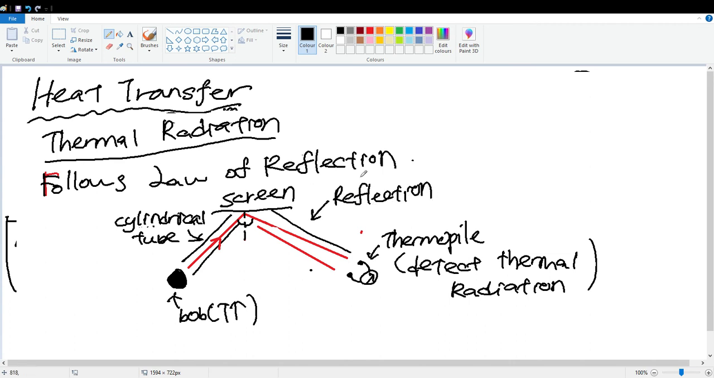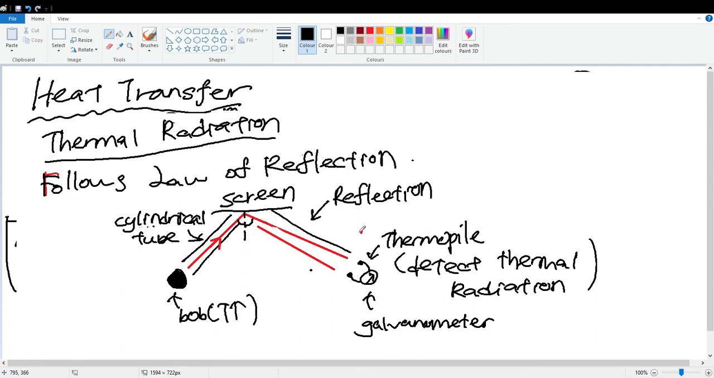So this one can be varied, and since the cylindrical tube for the angle of incidence is varying, the deflection of the galvanometer will be different, due to the detection of thermal radiation by the thermopile being different.